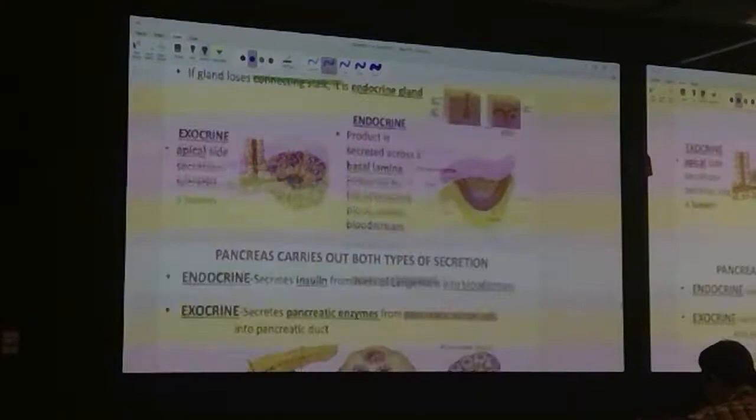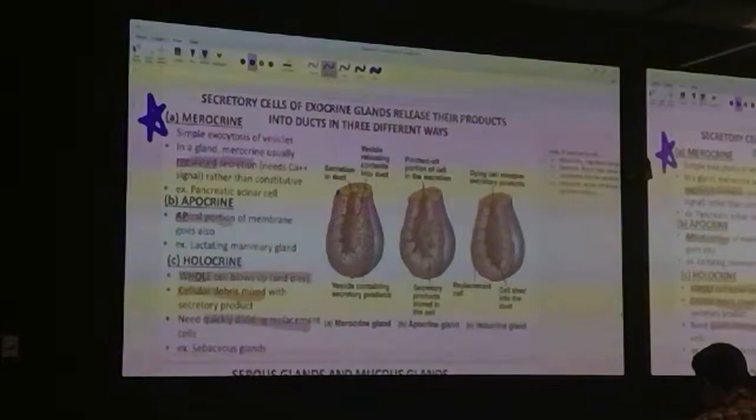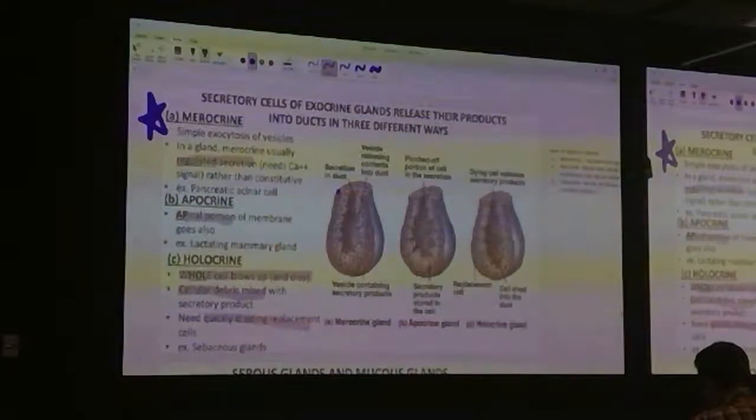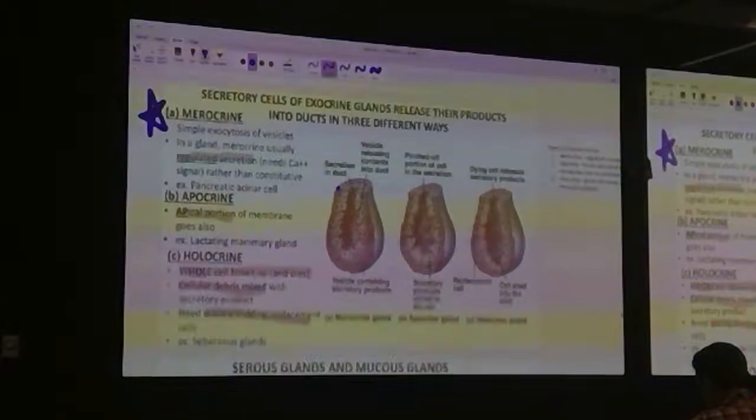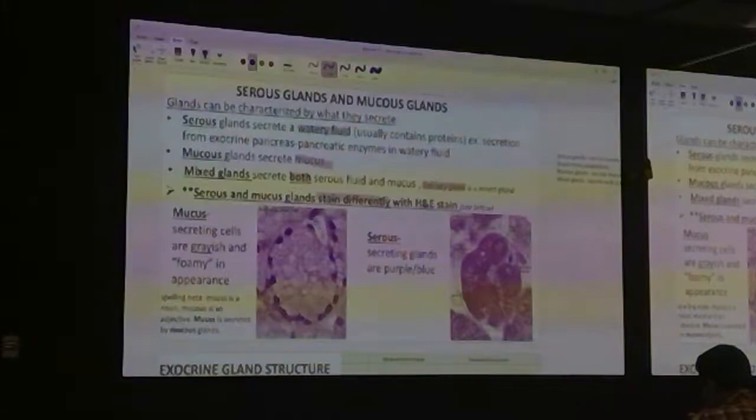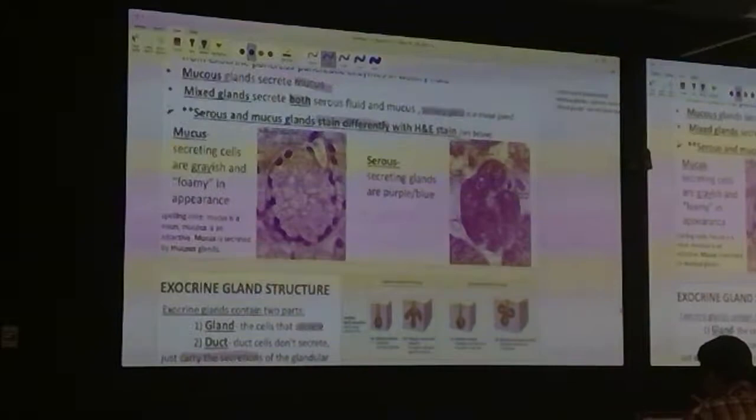Okay, so know the type of secretion, so merocrine, apocrine, and holocrine. Merocrine is your typical secreting. Apocrine secretes parts of the apical membrane, and holocrine secretes the entire cell. Serous secretes water, mucus secretes mucus. Cool. And just know that mucus is pale staining, serous is darker staining.